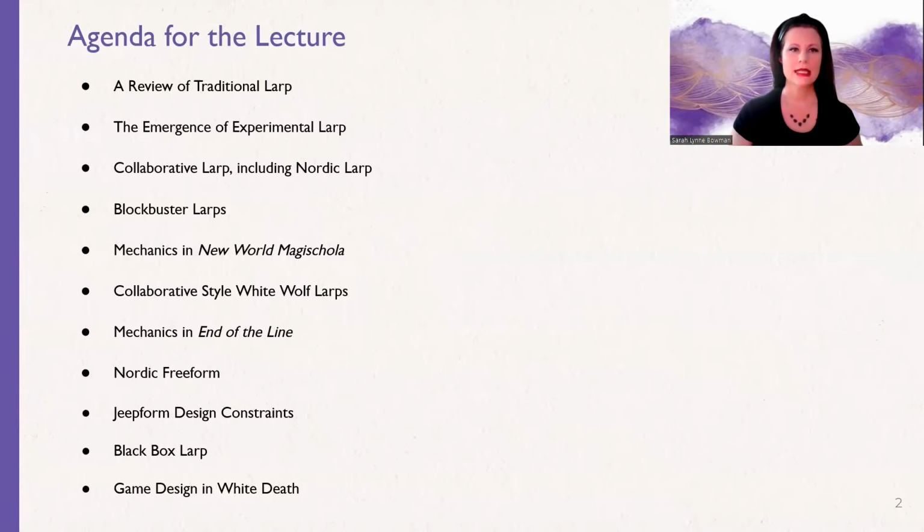means in a second. We'll talk about collaborative LARP, which includes Nordic LARP, Blockbuster Larps. We'll be looking specifically at New World Magischola and mechanics within it. We'll look at collaborative style White Wolf LARPs, and we'll be looking at the mechanics for End of the Line as an example. And we'll be discussing Nordic Freeform, and a type of Nordic Freeform called Jeepform and the design constraints that are placed upon Jeepform LARPs. And then we'll talk about black box LARP and game design in a black box LARP called White Death. And then we'll have some takeaways.